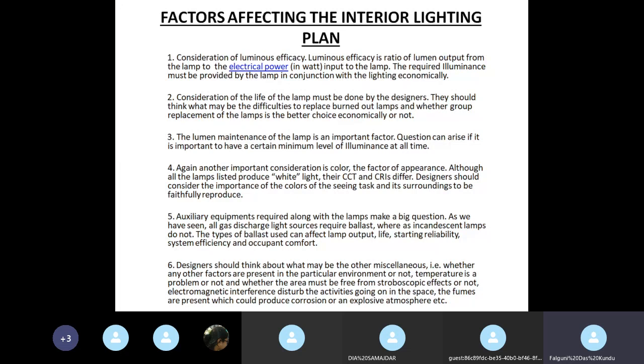Number six, the designer should think about what other miscellaneous factors may be present. That is, whether any other factors are present in a particular environment or not. Temperature is a problem or not. Whether the area must be free from stroboscopic effect or not. Electromagnetic interference may disturb the activities going on in the space. Fumes may be present which could produce corrosion and an explosive atmosphere. Okay, so these are the factors.